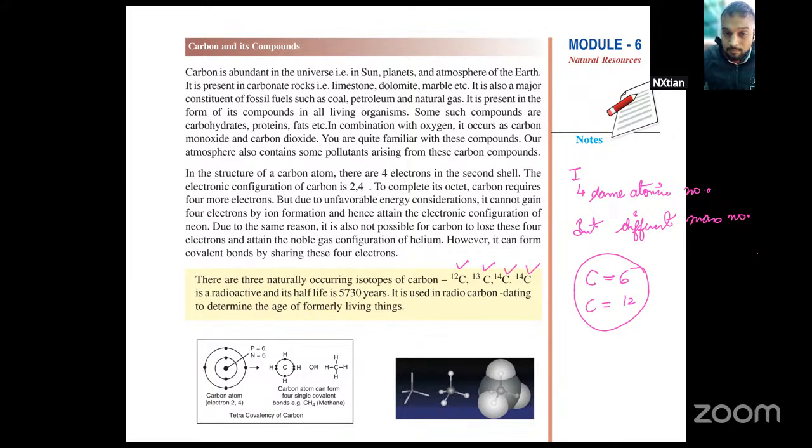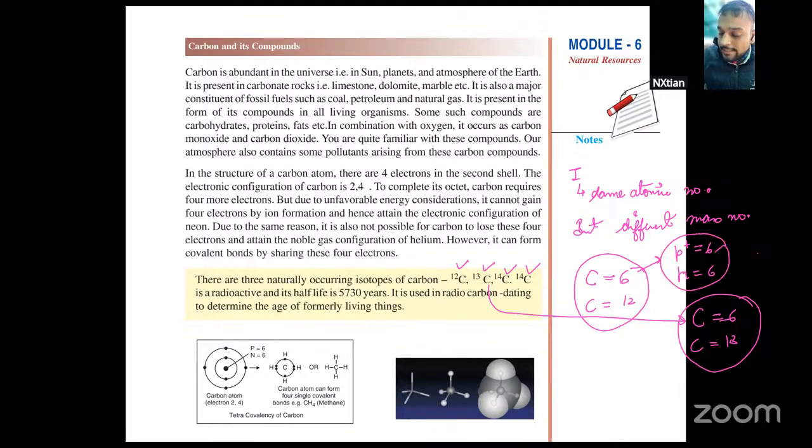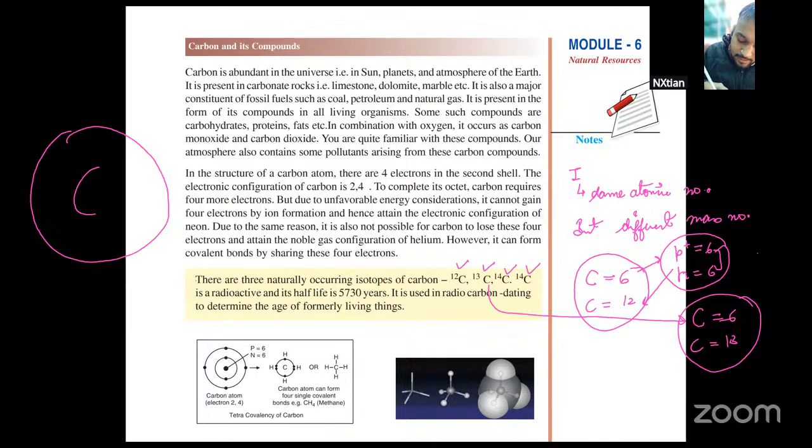Like in this case, the same atomic number 6, but the mass number is 13. Why is it so? Like I told you, if the atomic number is 6, the protons will also be 6, and it has 6 neutrons. 6 plus 6 becomes 12. In the atom, the middle part is called the nucleus, and in the nucleus, protons and neutrons are there. The addition of protons and neutrons makes the mass number. So here the atomic number is 6 but the mass number is 12, because 6 protons and 6 neutrons are there. Did you understand, guys?